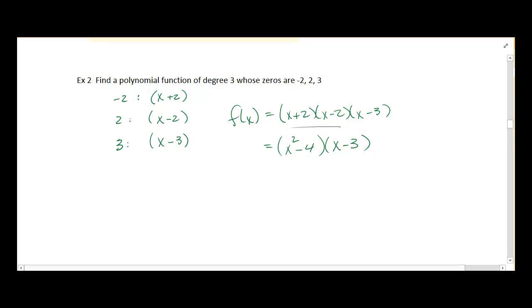Now that I have simplified these two binomials, I'm going to multiply times the third. So again, I'm doing this in pairs. And I'm going to use FOIL again in this last step. So I get x squared times x is x cubed. The outer term is negative 3x squared. The inner term is negative 4x. And the last is positive 12. And it just so happened that this all fell into descending order rather nicely for me there. But this is the polynomial function, a third degree polynomial with zeros at negative 2, 2, and 3.